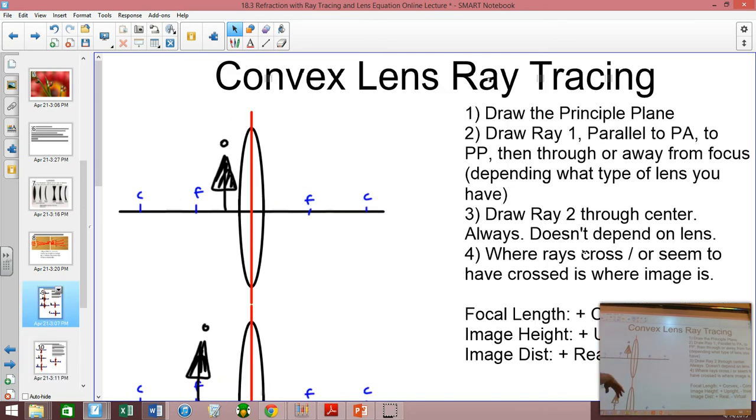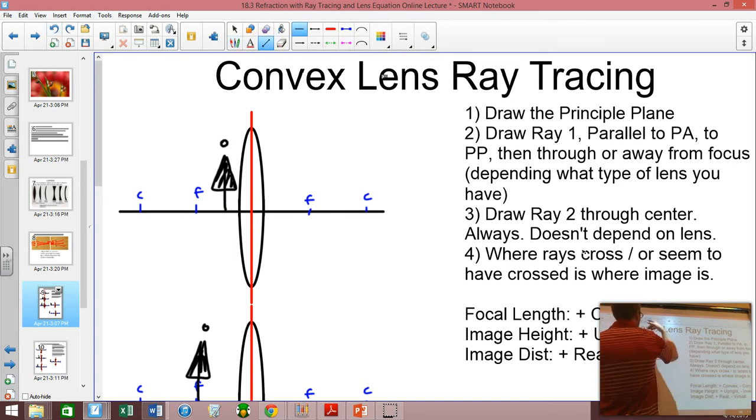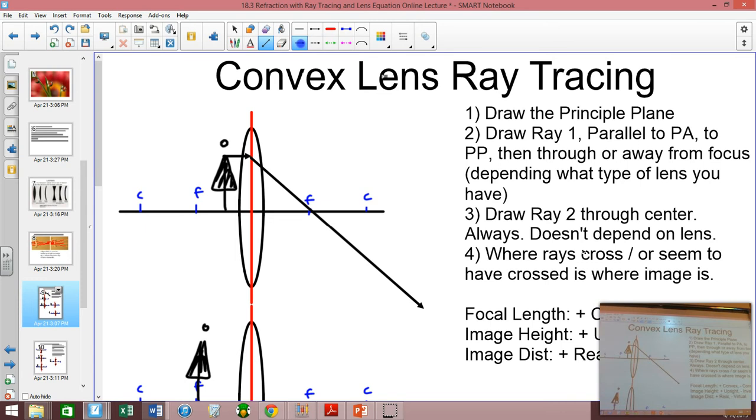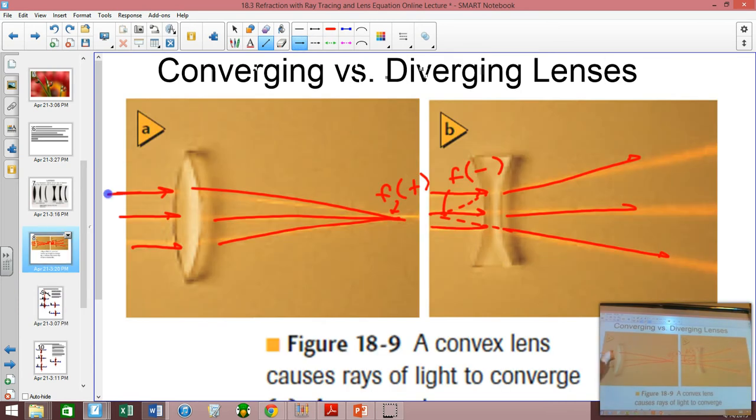Now, to get us started, the first thing you need to do, if it's not already done for you, is draw the principal plane and the principal axis. If those aren't done, you need to do those. When we draw these, remember you have to use straight lines. Ray 1 goes right to the principal plane, through the lens, and through the focus. Just like this picture back here, the ray comes in and goes into the focus.